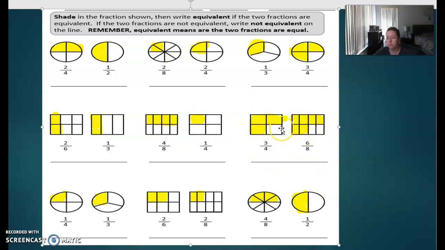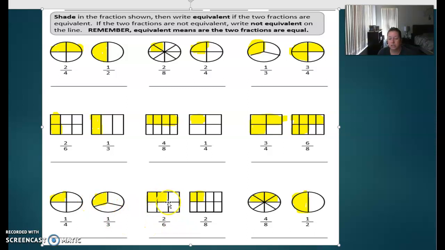3/4, 6/8. Look at the models, they're the same. So even though the numbers are different, they can still have the same amount. The fractions can be equivalent, they can be the same. Look down here, these ones are really close, but they are not equivalent. As you can tell, this has a bigger piece. This has a bigger piece missing.